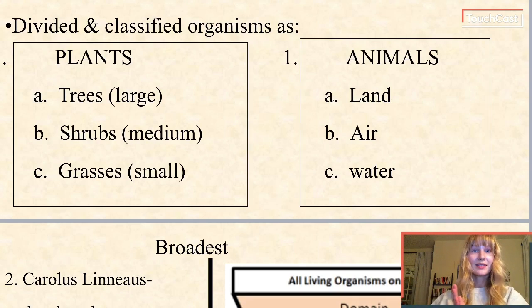Two categories: plants and animals. Within plants it was large, medium, and small: trees, shrubs, grasses. Thinking about all the plants we have, you can already start to think of the issues with this. What about algae? What about all the other plants? What about a small tree? What about a large tree? And then animals were simply divided into 3 categories here: land, air, and water.